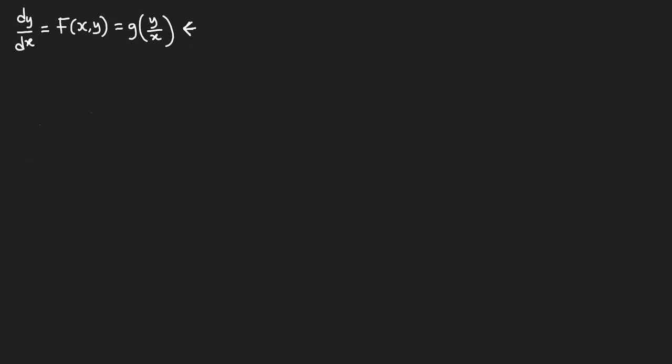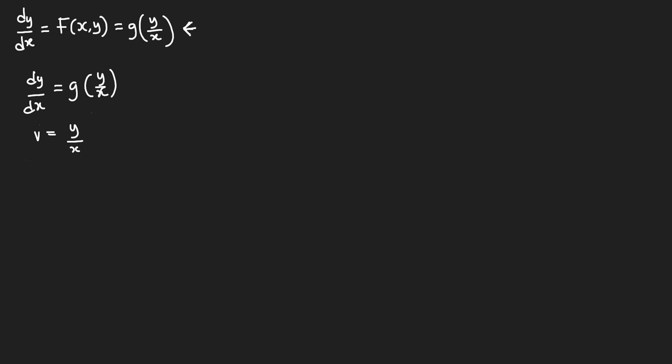If you have a differential equation of the form dy/dx equal to g of y over x, that's the general form, then we see that it is a homogeneous differential equation. To solve this type of problem, we are going to use a substitution, given as v equals y over x. Wherever you see y over x, you can put v there.